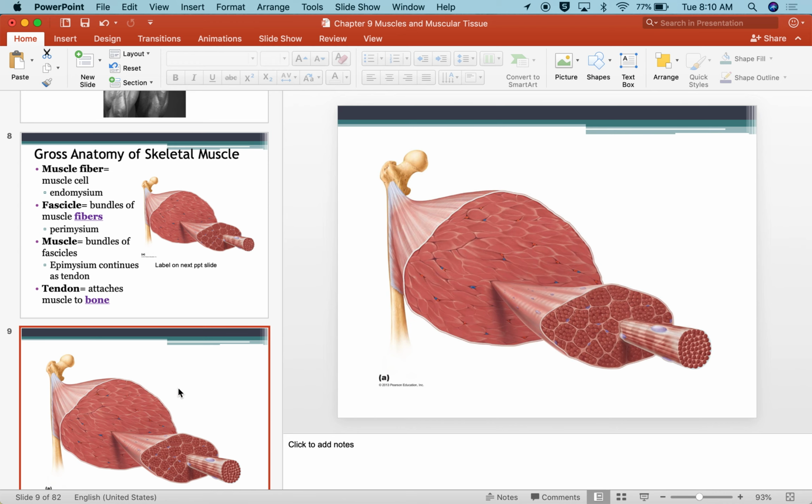So I'd like you to pause this video and label using these terms: muscle fiber, fascicle, and muscle. And then also label endomysium, perimysium, and epimysium. So take a few minutes, pause the video, and label that. That is really important that you understand that organization.